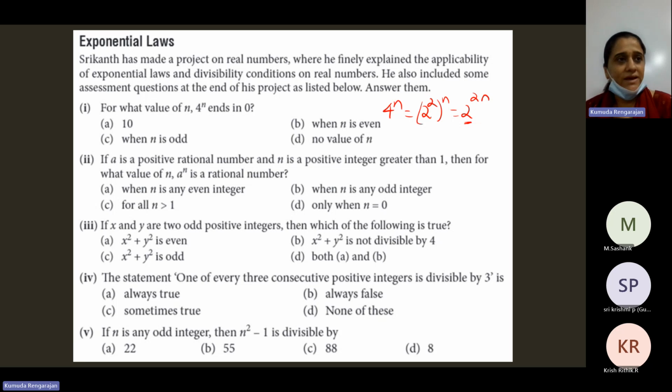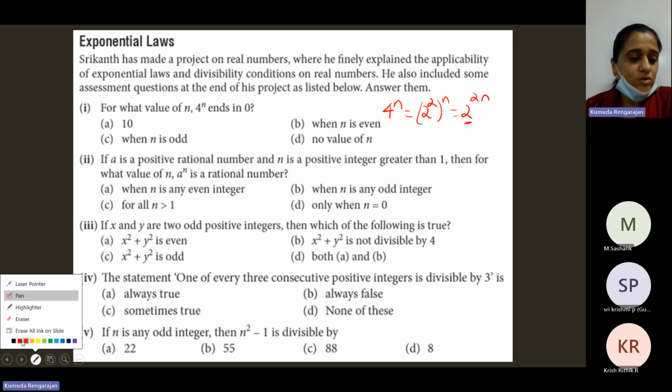The power says how many times the base is multiplied with itself. So 2 to the power 2n means the base 2 happens 2n times. 2 into 2 into 2 into 2, 2 happens many times. Since we don't have 5 in the factorization of this expression, 4 to the power n cannot end with the digit 0, because for an expression to end with the digit 0, it should have both 2 and 5 as factors, because 2 times 5 is 10.